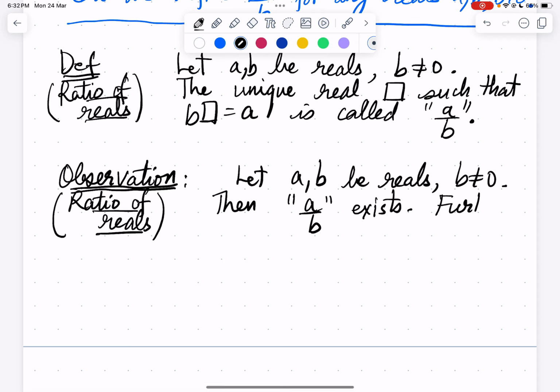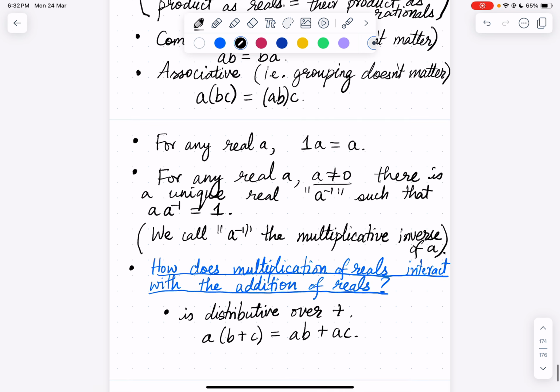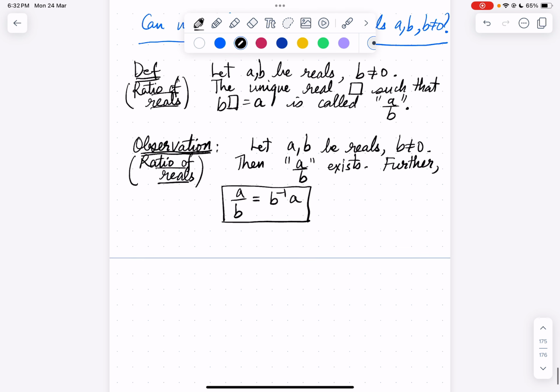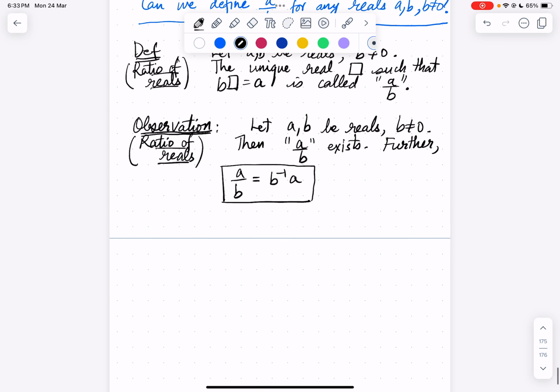Further, a by b is just the multiplicative inverse of b times a. So multiplicative inverses exist by our description, for any non-zero real. So b is not 0, so the multiplicative inverse of b exists by the above description. So b inverse a exists. It turns out that a by b also exists, and a by b is just b inverse a.